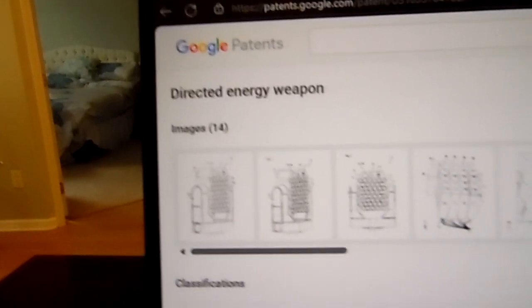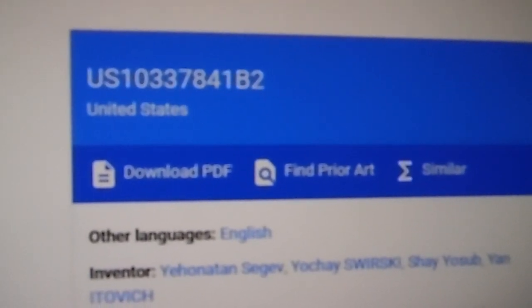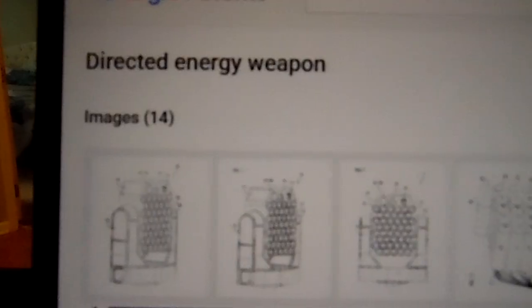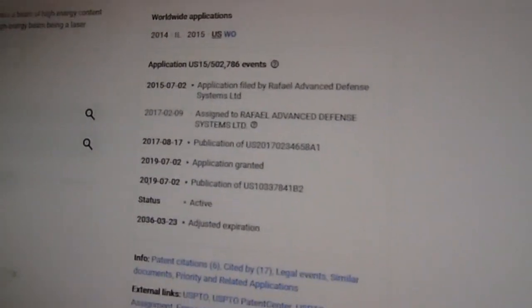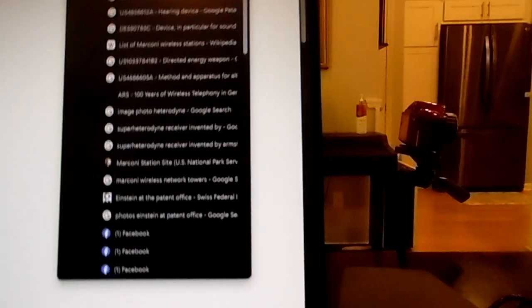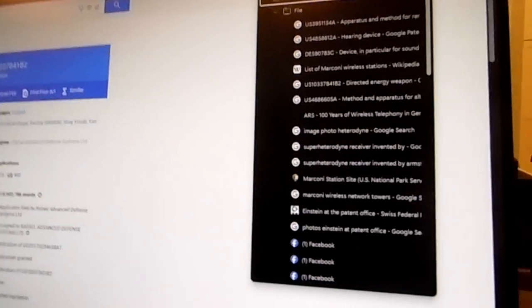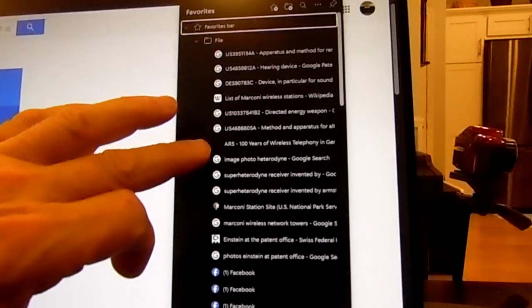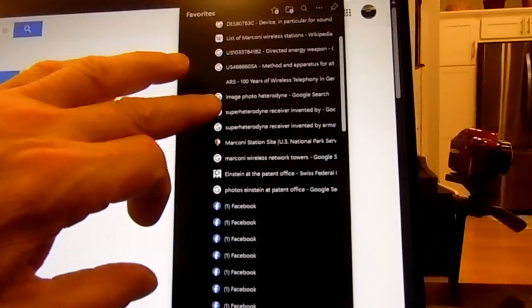Oh, here we go. Directed energy weapon. Here's the patent for a directed energy weapon. Now there are a few people on Facebook telling about this, but it's just really not known that the same weapon can change the frequency and they can control people. Now here's the heterodyne stuff.